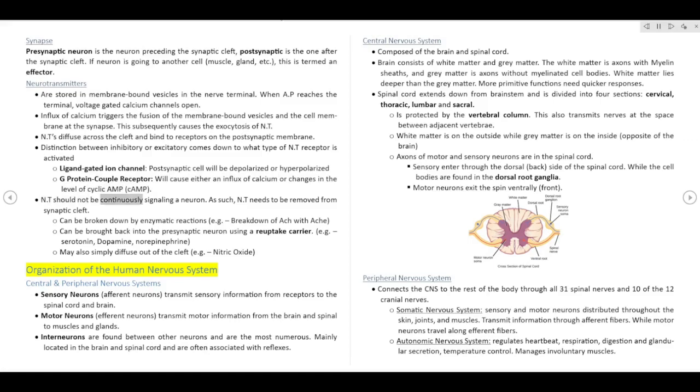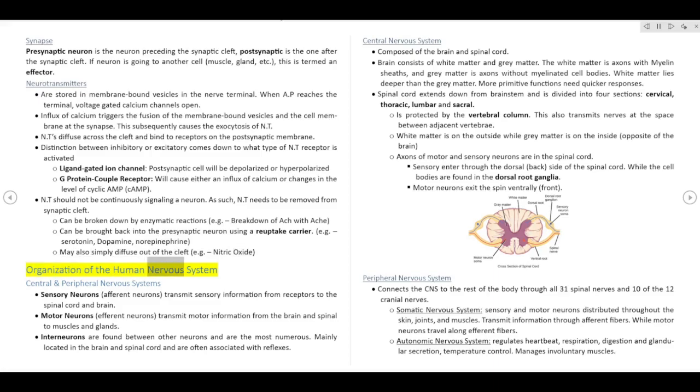N.T should not be continuously signaling a neuron. As such, N.T needs to be removed from the synaptic cleft. It can be broken down by enzymatic reactions, e.g., breakdown of ACh with ACE. It can be brought back into the presynaptic neuron using a reuptake carrier, e.g., serotonin, dopamine, norepinephrine. It may also simply diffuse out of the cleft, e.g., nitric oxide.